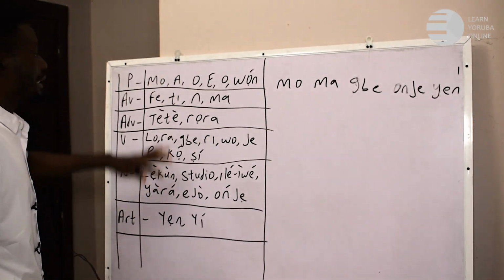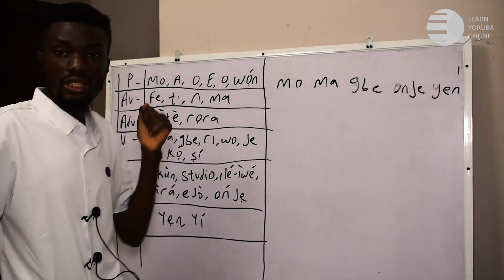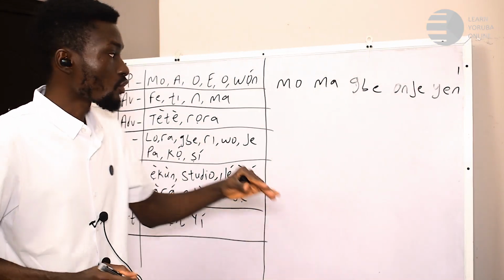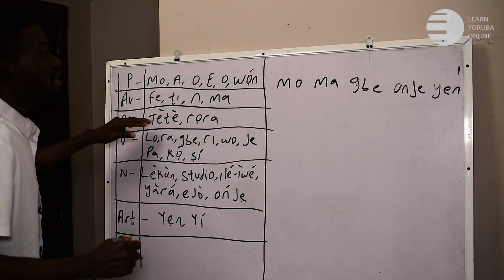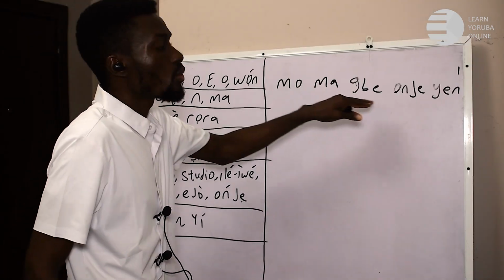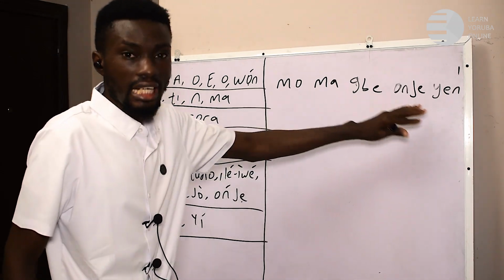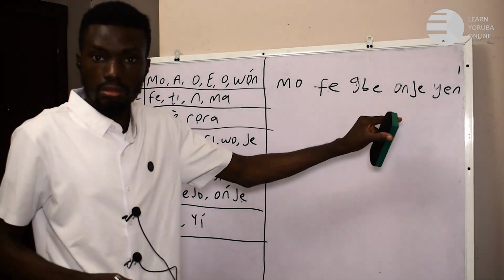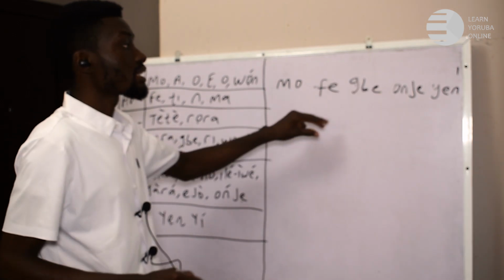So this is just a pattern. You can choose any word from this to form any Yoruba sentence, and it's a pattern that you can rely on to construct sentences in the Yoruba language independent of a teacher. So you can pick any of these pronouns, any of these auxiliary verbs, which is fe. If you remove this ma and you put fe, it will be mo fe gbe onje yen, that is, I want to carry that food. But mo ma gbe onje yen is I will carry that food. Mo fe gbe onje yen, I want to carry that food.